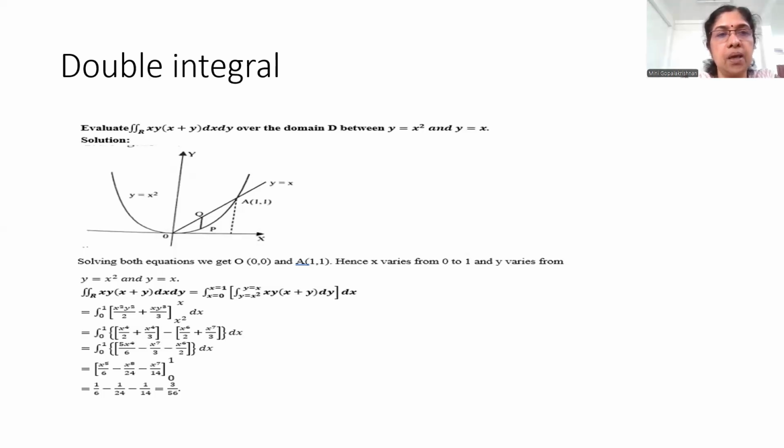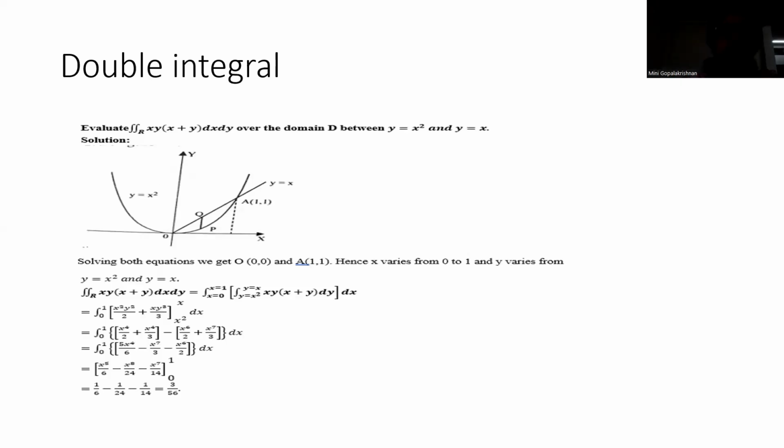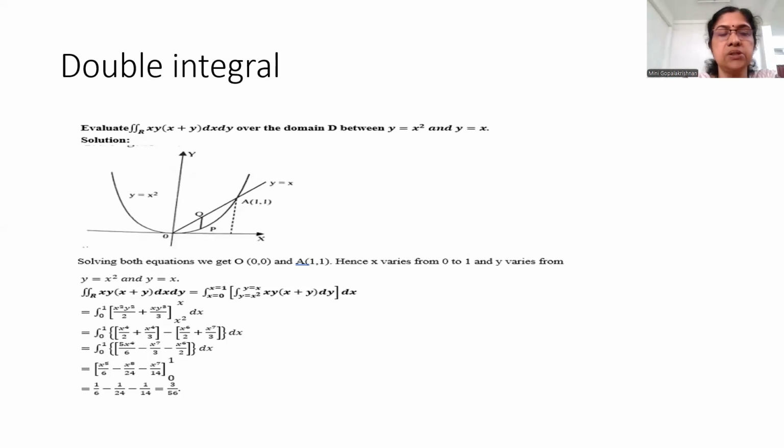Since y is the outer limit, y should have numerical limits. So y ranges from 0 to 1. And x ranges over the enclosed region between the line and the parabola. The x value starts from 0, but then we should not include all the region. We need only the enclosed region. So the lower limit of the inner integral x will be x = y, which is a straight line.